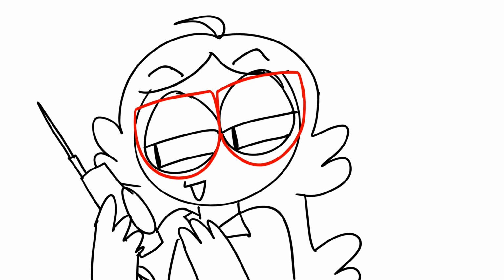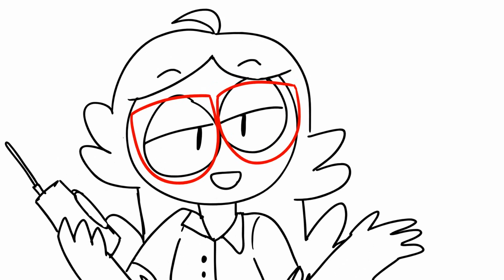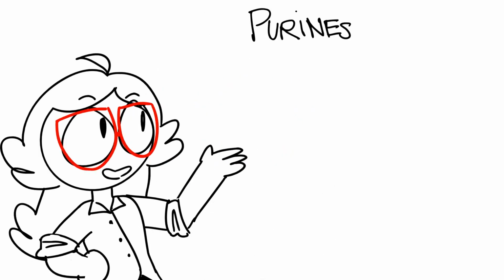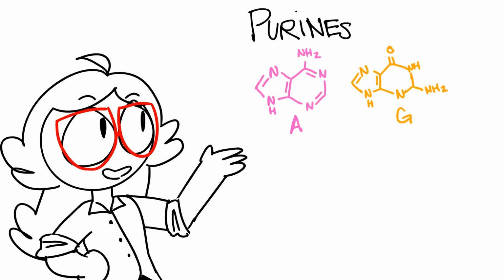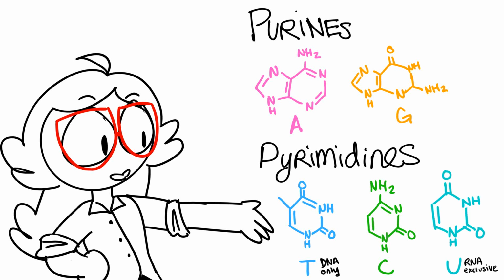DNA requesting duplicate. Do you copy? Well, maybe the more pressing question is, how do you copy? Well, you got these things called purines, adenine and guanosine, and you've got pyrimidines, thymine, cytosine, and uracil.